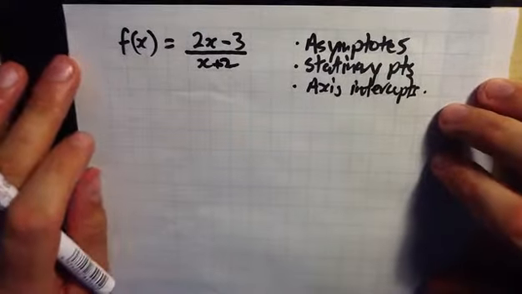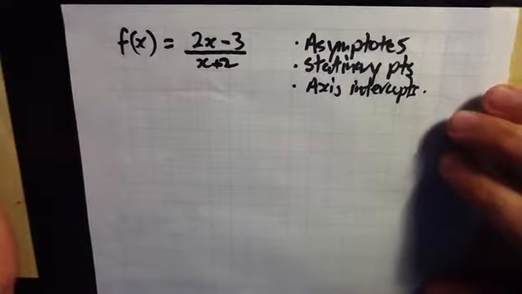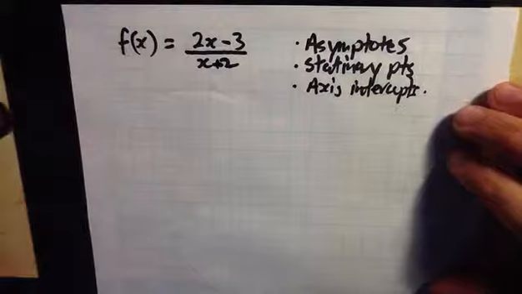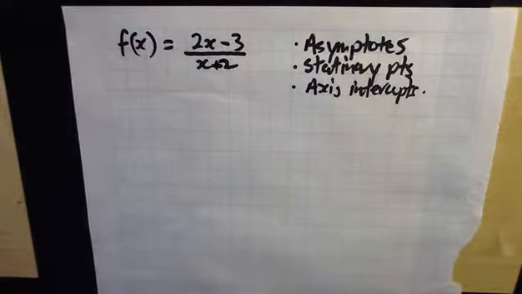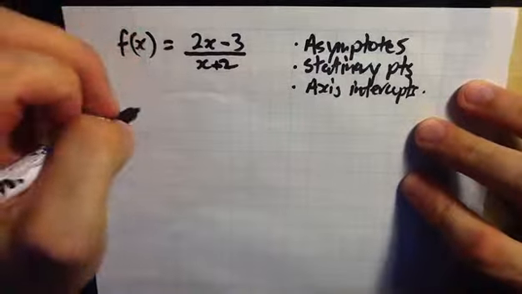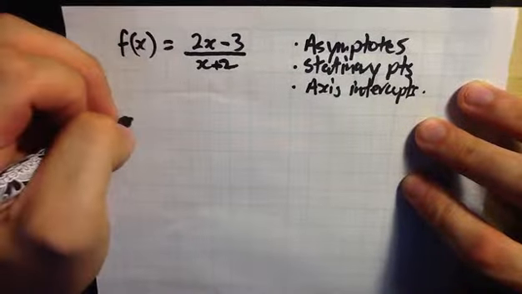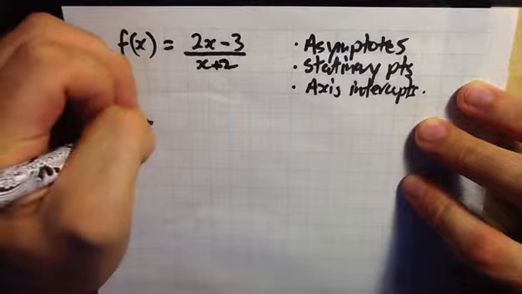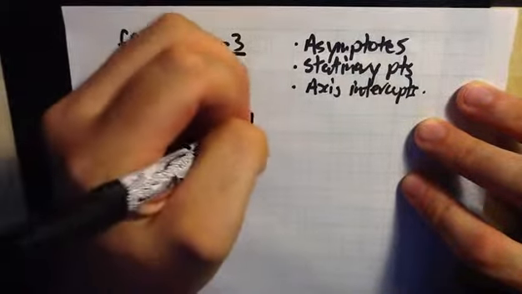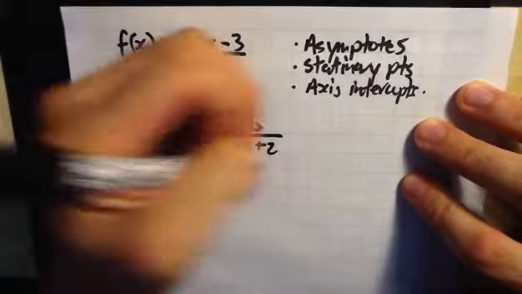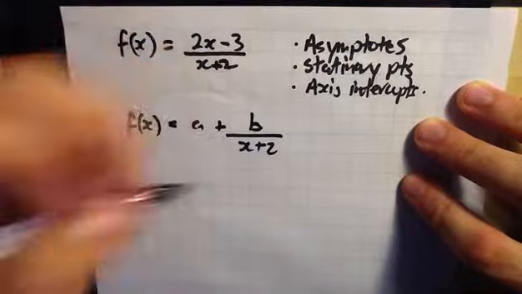So here I have a function which is a linear over another linear. I want to find the asymptotes, the stationary points, and the axis intercepts, and then I might sketch it. When I have a linear over a linear, to get the asymptotes, the first thing I want to do is write it in the form: some number over the denominator, plus some number over the denominator.